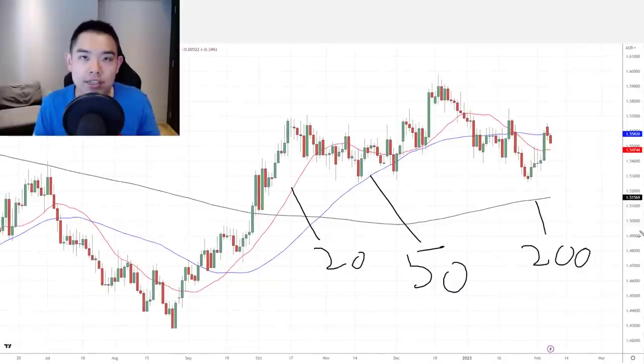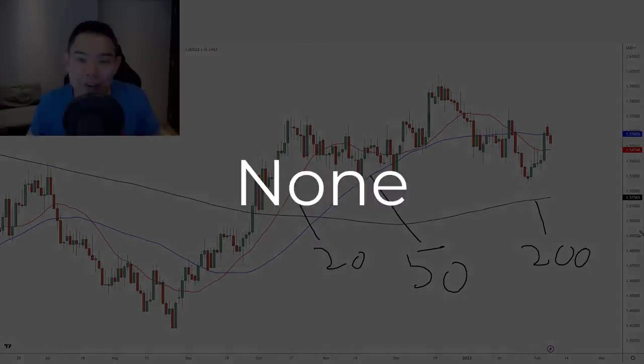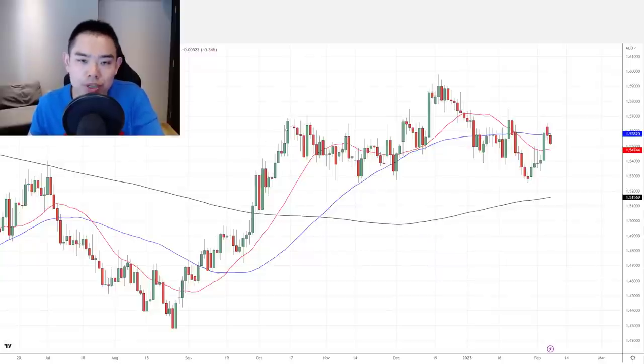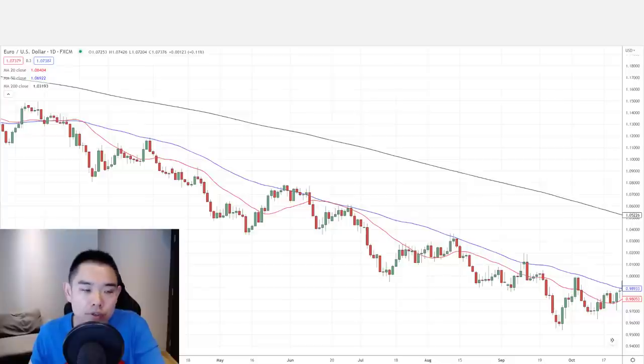I'll give you 3 seconds. 1, 2, 3. Well, the answer is this. You should be using none of it, right? Because clearly in this example, the market isn't respecting the moving average at all. So don't use it.